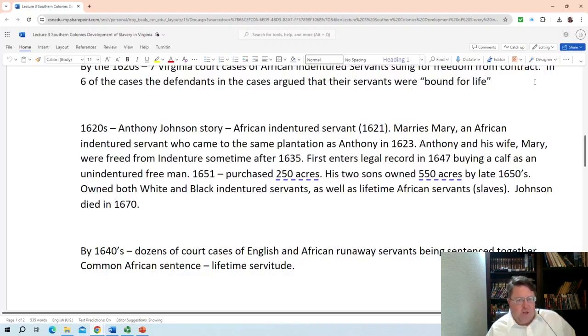We see Anthony Johnson on his own entering the legal record around 1647, where he bought a calf, and he's listed as an unindentured free man. So here you have an African, not like the Mary lady, a lifetime servant, going the way of William Tucker and William Tucker's parents, freed, and you could buy some land. He's listed in 1651 as purchasing 250 acres.